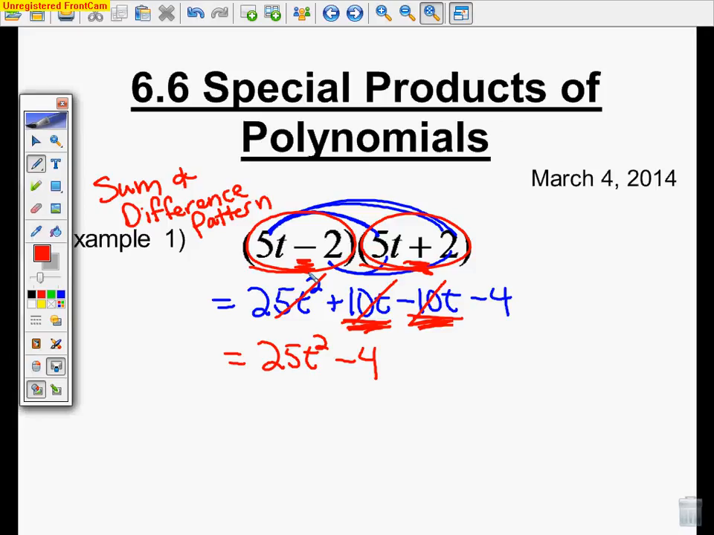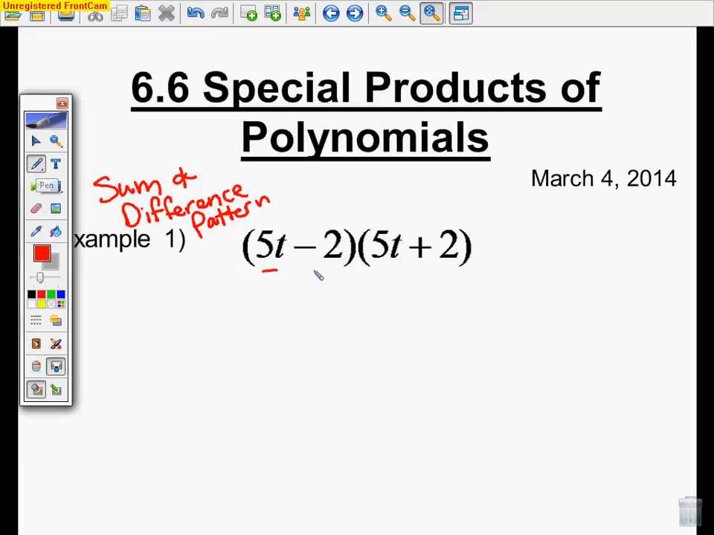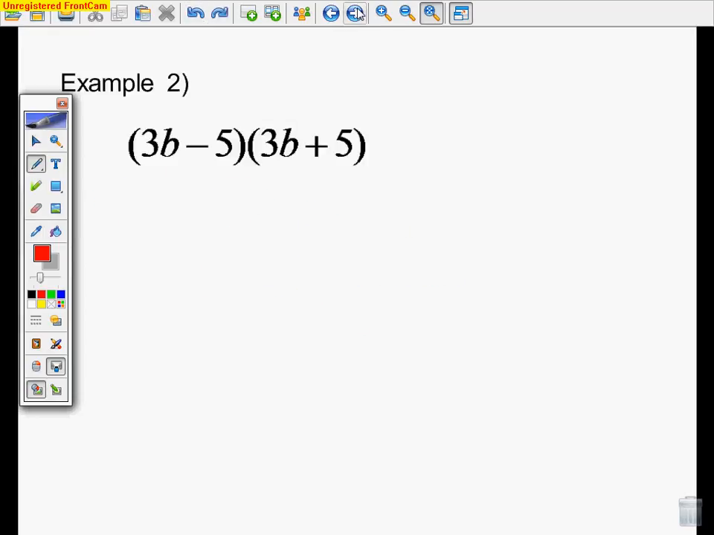Now, for me, that means that when I'm doing a problem like this, if I notice automatically that I have a sum and difference pattern, I don't necessarily have to do the outer and the inner. I would just multiply the first together, get 25t squared, and the last, and get negative 4. And that will be our answer, because once again, I notice that these two parentheses are exactly the same, except one is a plus and one is a minus.